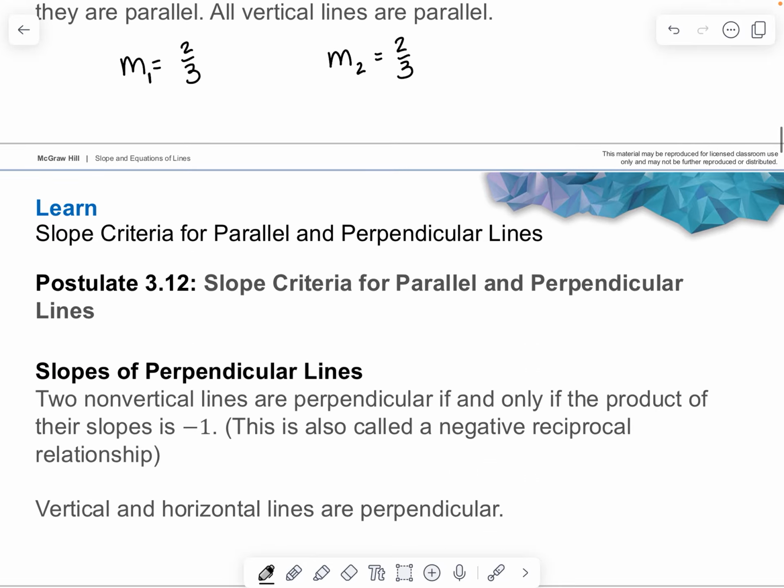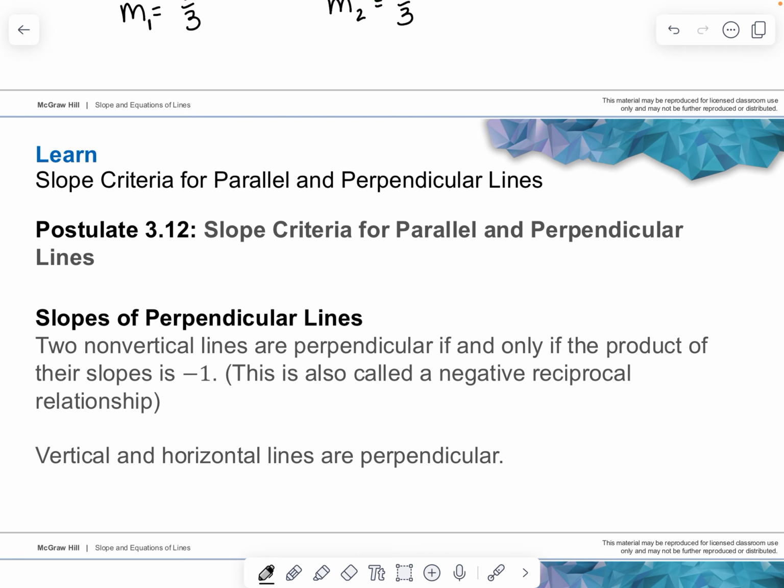Okay, let's see here. Now, slopes of perpendicular lines. Now, speaking about non-vertical lines, because those are their own little things. Any other line, if you compare 2 lines, they will be perpendicular if and only if the product of their slopes is -1. Another way to compare them is if you look at a negative reciprocal relationship. So let me show you what this could look like.